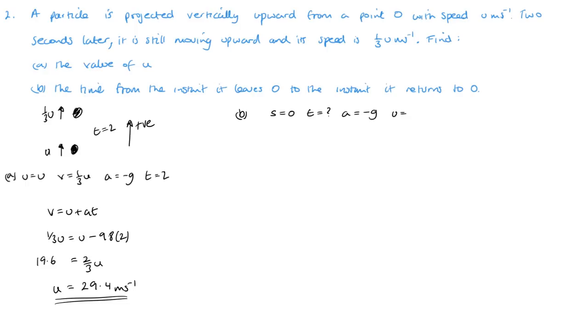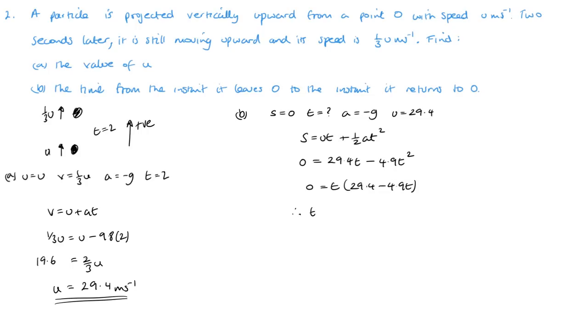So u equals 29.4. So what formula contains all of these? And it is S equals ut plus half at squared. So S is 0, and we've got 29.4t minus 4.9t squared. So I can take t outside and get 29.4 minus 4.9t.